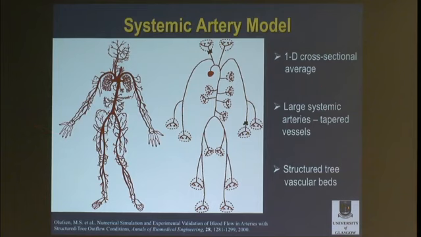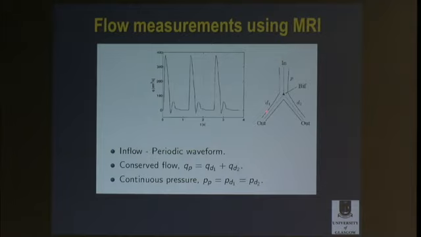And what you have to do in these models, of course, is to conserve flow. So every time flow comes down a parent and divides into 2 daughters, D1 and D2, then you have to make sure that the total flow is conserved as you go into the daughters. And in a 1D model, you want continuous pressure at the bifurcation. So the pressures there are all the same.